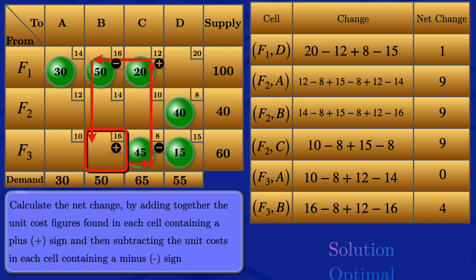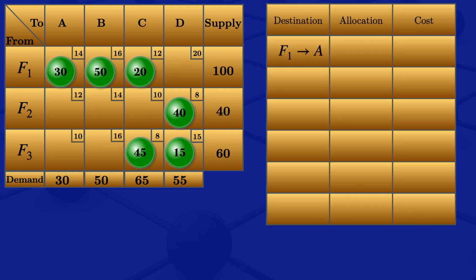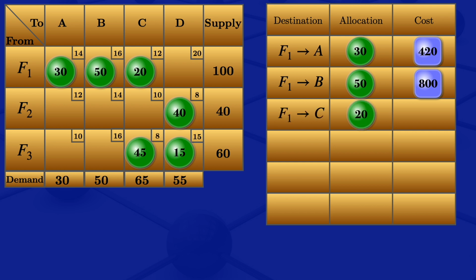I go on to interpret. From F1 to A, we have allocated 30 units at a unit cost of 14. 30 times 14 will give us 420. From F1 to B, we have allocated 50 units at a unit cost of 16. 50 times 16 will give us 800. From F1 to C, we have allocated 20 units at a unit cost of 12. 20 times 12 will give us 240.